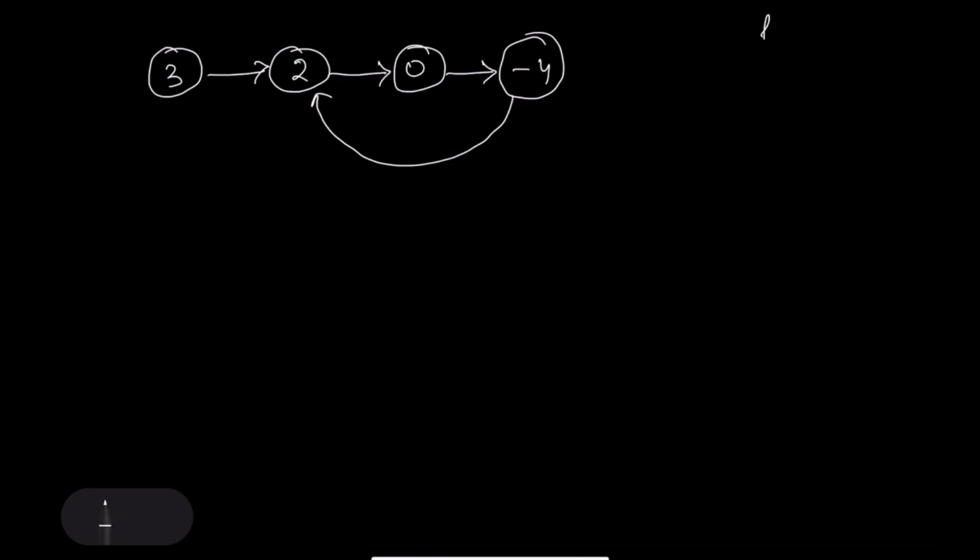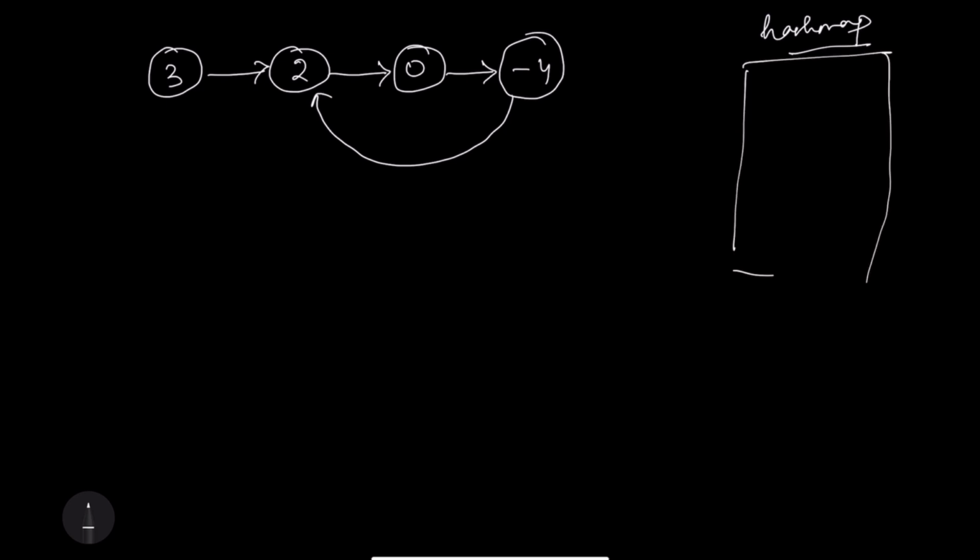The first approach we can take help of is a hash map. What we will do is first check if a node is present in our hash map. If it is not present, we will add that node to our hash map. And if it is already present, then we will just return that node. It's as simple. So we would check if 3 is present in the hash map. If it is not, we would add it. If 2 is present, if not, we would add it. If 0 is present, if not, we would add it. If -4 is present, if not, we would add it.